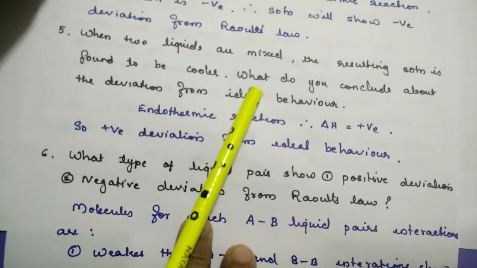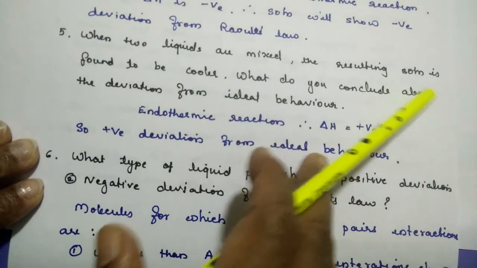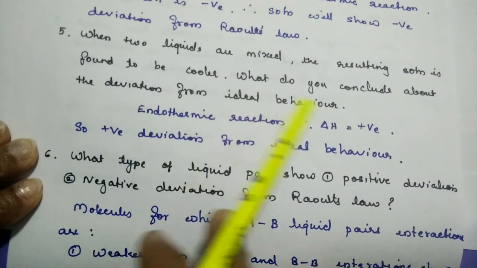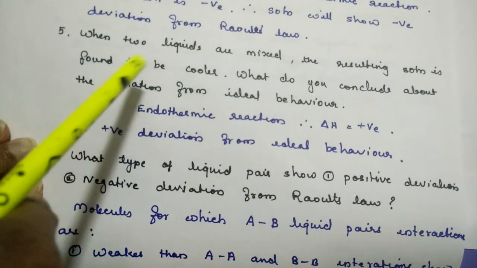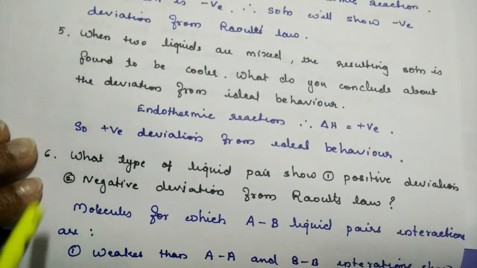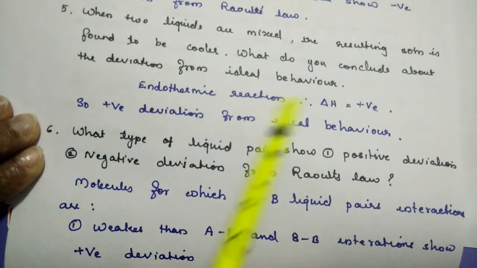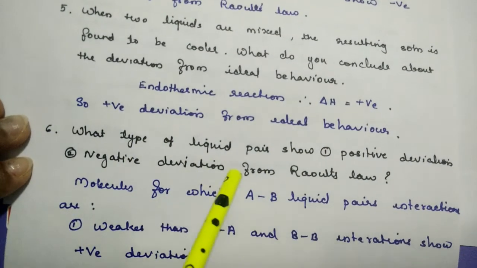Next one, when two liquids are mixed, the resulting solution is found to be cooler. What do you conclude about the deviation from ideal behavior? Just opposite. If you are getting a cooler solution, that means an endothermic reaction. That is, delta H is positive, so positive deviation from ideal behavior.